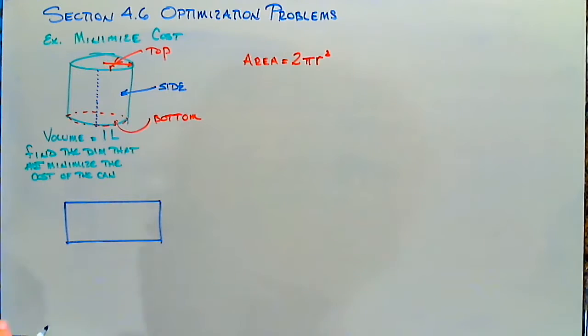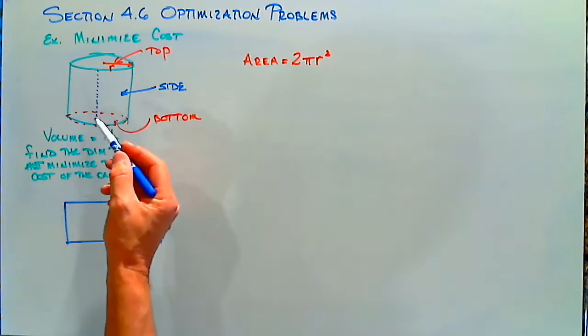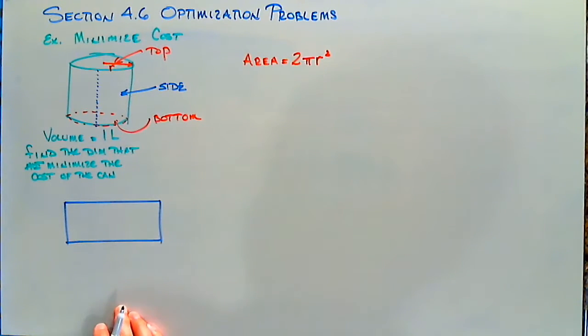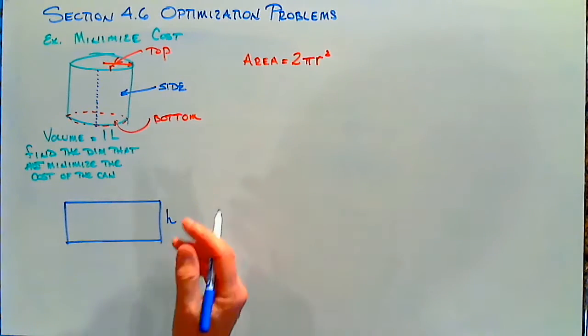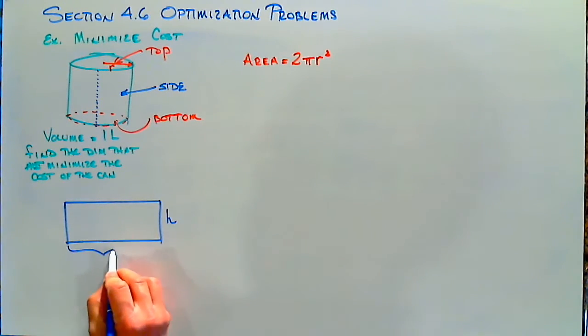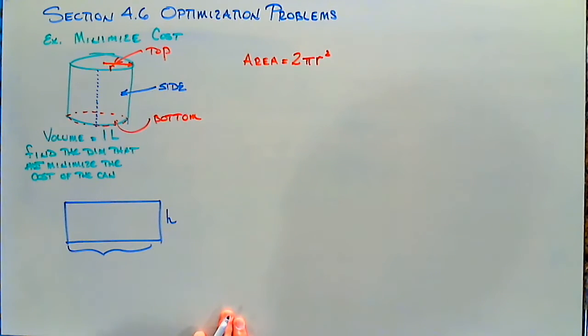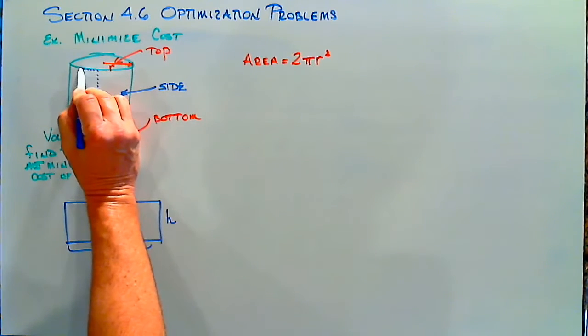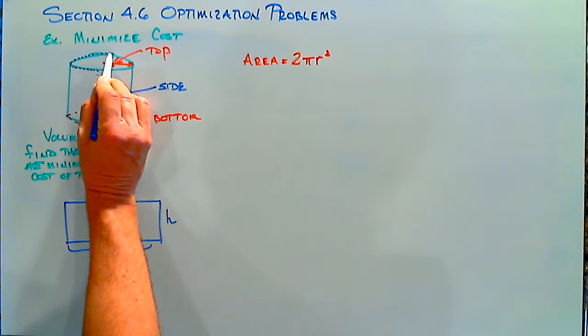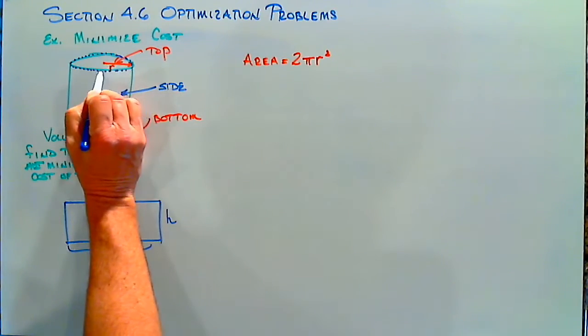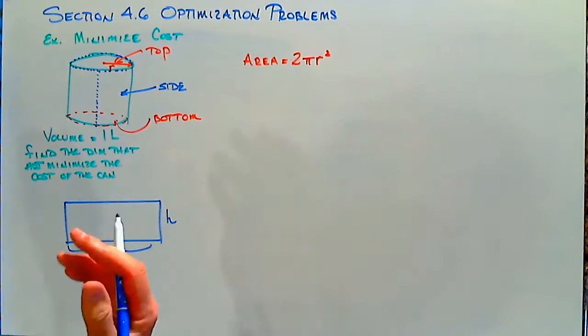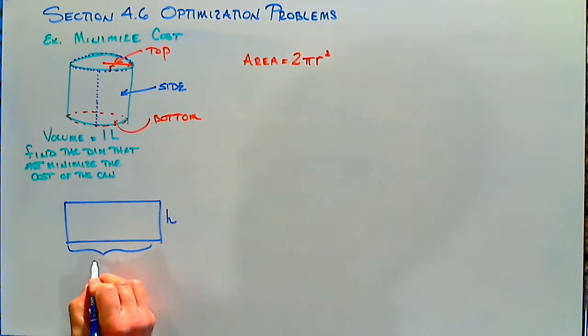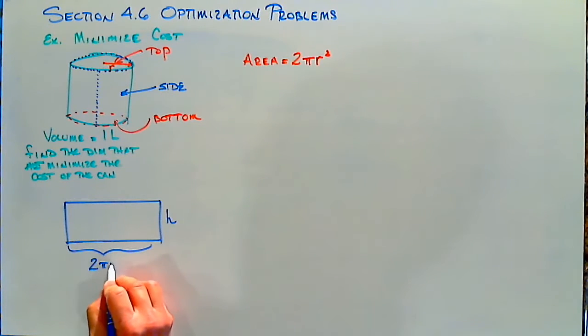And now we need to come up with a dimension for this. Well, if we visualize what we have here, now unrolled down here, this is going to just be the height of our can. We haven't come up with a letter for that, so I'll choose h there. Now, what dimension is this going to be? Well, if we look back up here on our can, that's going to be the distance it takes us to go all the way around the can. Now, we have a measurement for that, right? We call that the circumference of the circle. And we know the circumference of the circle is 2 pi r.